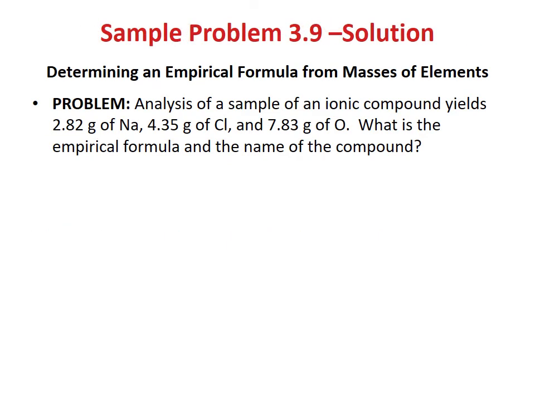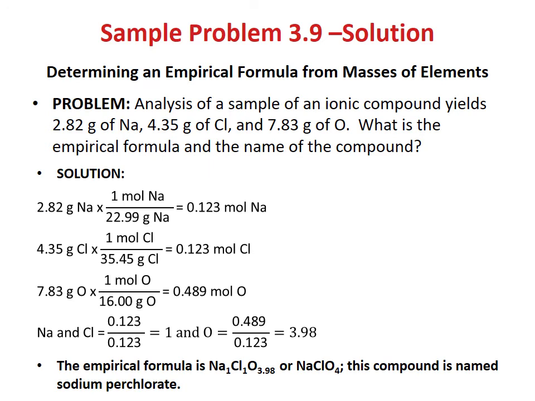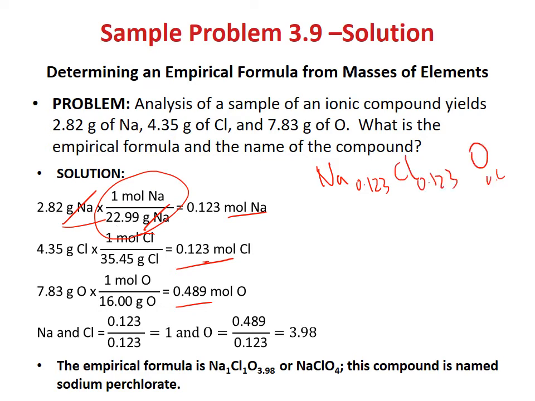We first calculate the moles of each element by dividing by the molar mass. So sodium divided by 22.99. So grams cancel, giving you moles of sodium. And similarly, we calculate moles of chlorine, moles of oxygen. We follow the same procedure as last time. We write the preliminary formula, which is sodium 0.123, chlorine 0.123, and oxygen 0.489, and the smallest is 0.123.